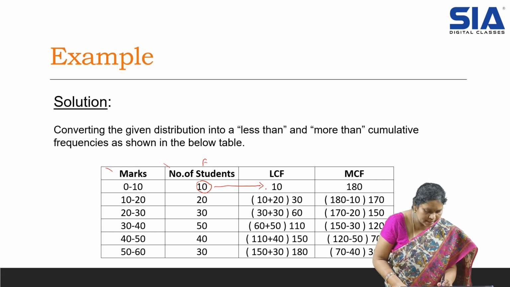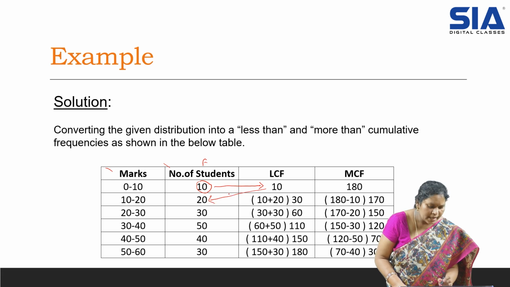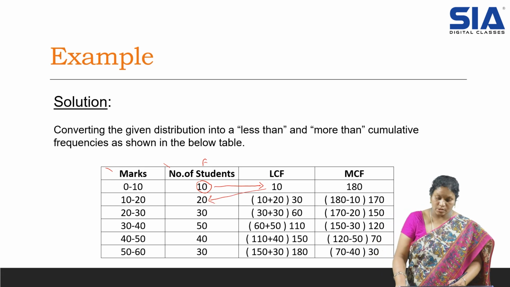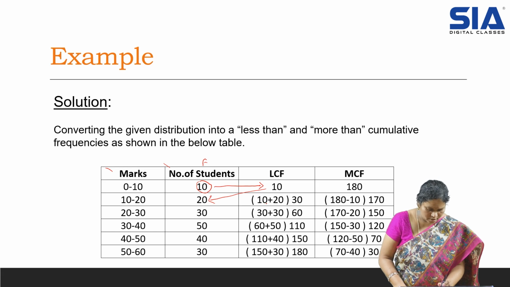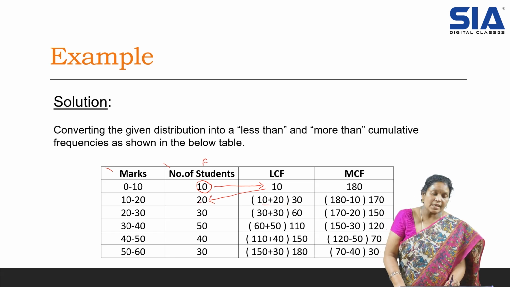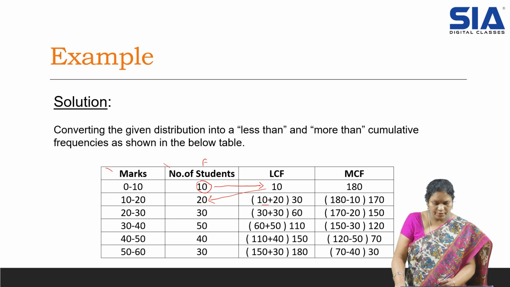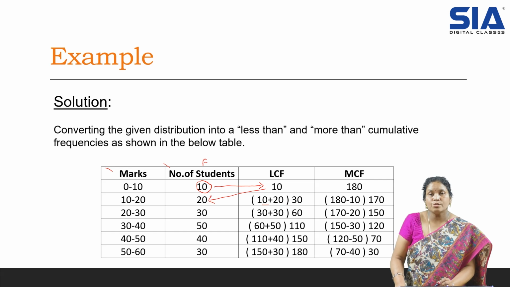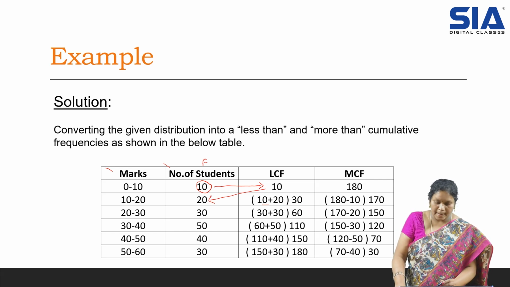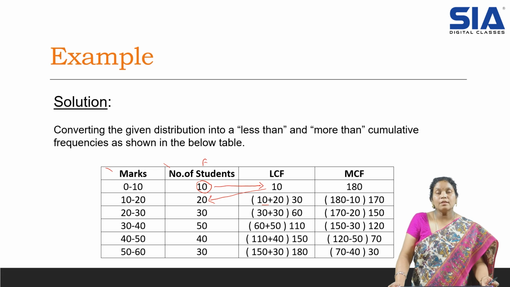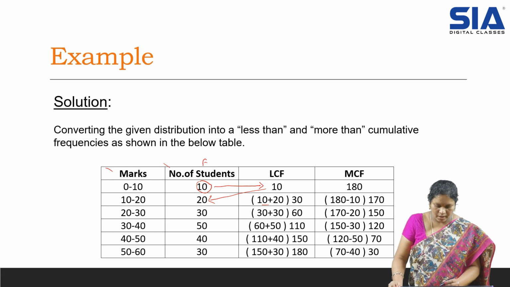That particular less than cumulative should be added to the next value of frequency. So what we have here is 10 in the less than cumulatives, right? Carry on that 10, plus the second value in the frequencies, that is 20. So 10 plus 20 goes to 30. The second value we have obtained is 30. That value should be added to the third value of the frequency to obtain the less than cumulative.